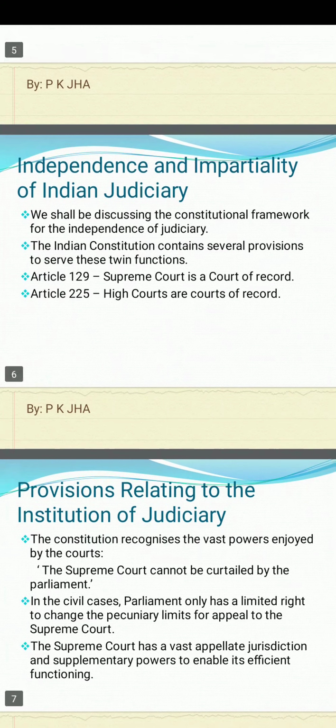Okay, so this is the level of impartiality of our Indian judiciary, children. Fine. In this constitutional framework, we will discuss here the provisions relating to institution of judiciary.